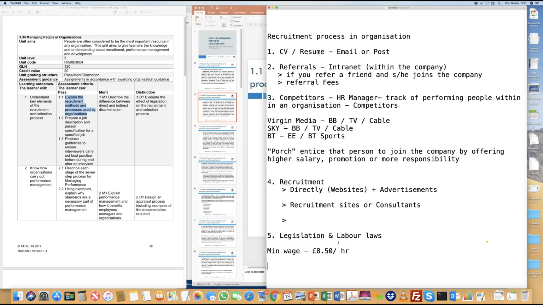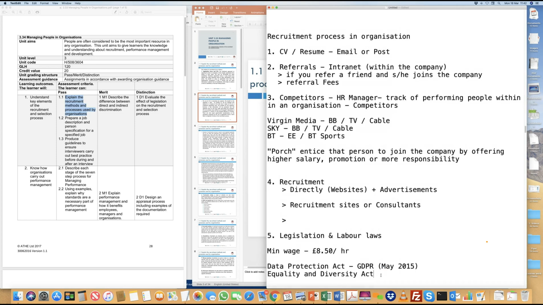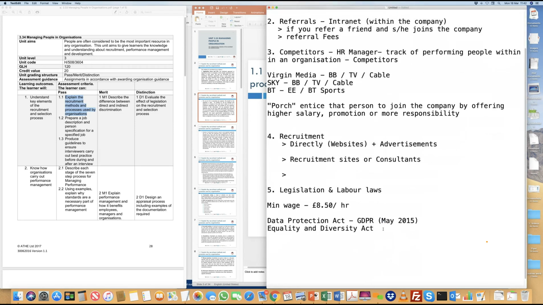Now, some of the laws are like the Data Protection Act, which has now become GDPR, in May 2015. Then you look at something very important, which is the Equality and Diversity Act, because they cannot discriminate. A simple example: say we are looking at recruiting a receptionist.